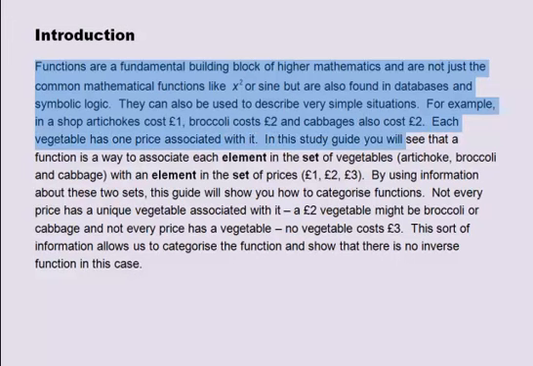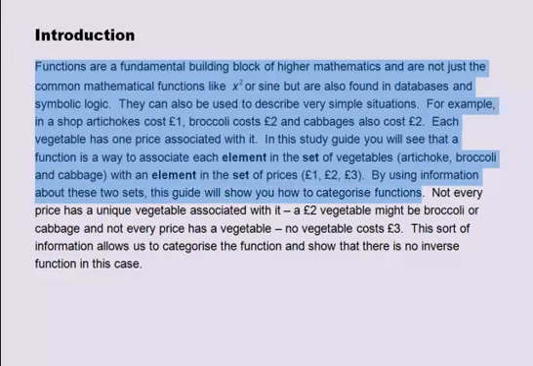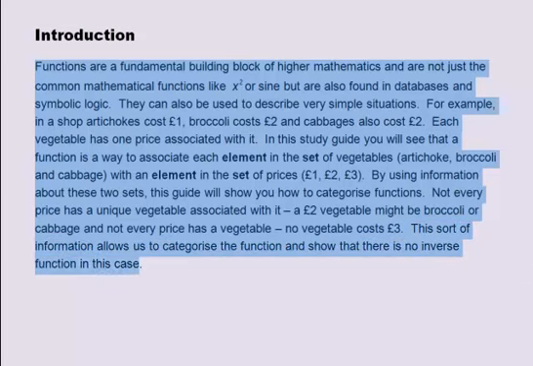In this guide you will see that a function is a way to associate each element in a set of vegetables, artichoke, broccoli and cabbage, with an element in the set of prices, £1, £2, £3. By using information about these two sets, this guide will show you how to categorize functions. Not every price has a unique vegetable associated with it. A £2 vegetable might be broccoli or cabbage, and not every price has a vegetable. No vegetable costs £3. This sort of information allows us to categorize the function and show that there is no inverse function in this case.